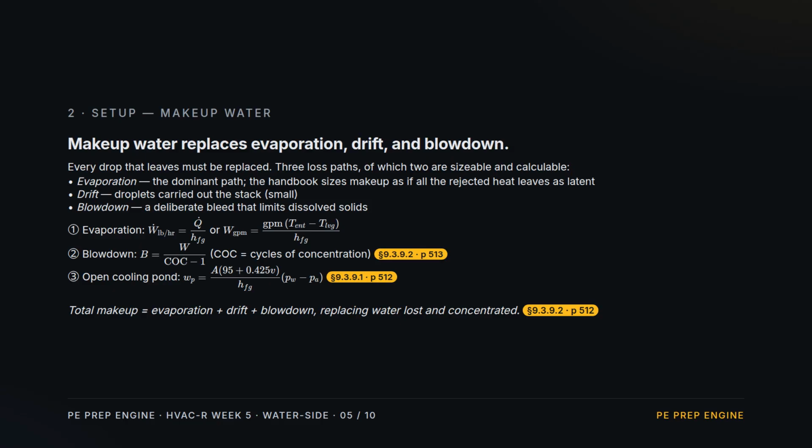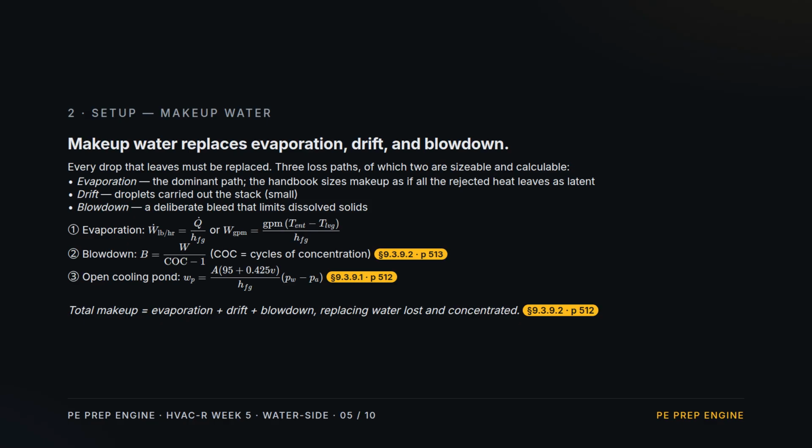Setup. Part 2. Makeup water. Every drop that leaves has to be replaced, along 3 paths. Evaporation is the dominant one. The handbook sizes makeup as if all the rejected heat leaves as latent. Drift is the droplets carried out the stack, small. Blowdown is a deliberate bleed that keeps dissolved solids from building up.